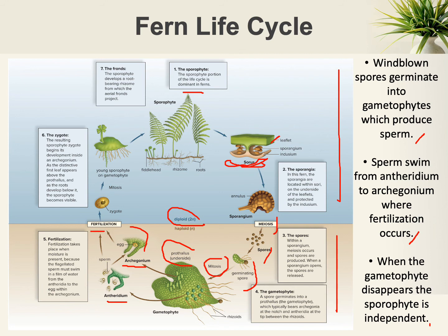When fertilization happens, it becomes the zygote. The sporophyte zygote begins its development inside the archegonium. As the distinctive first leaf appears above the prothallus, and the root develops below it, the sporophyte becomes visible. It then develops into the root-bearing rhizome, from which the aerial fronds project. So they become the sporophyte. This life cycle is very important for your exam. You must remember it, at least maybe not every step, but the main events that happen in the life cycle.